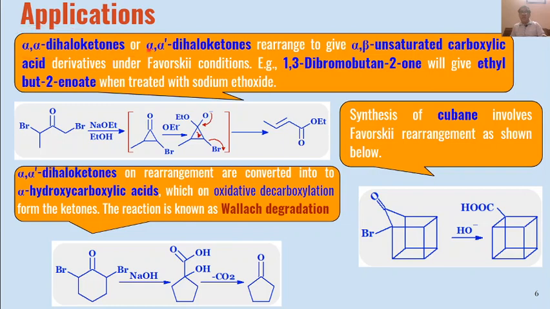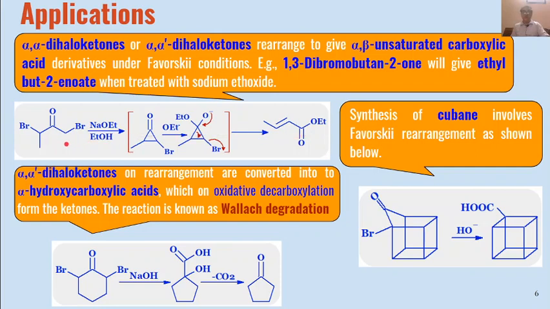So either these or these rearrange to give us alpha beta unsaturated carboxylic acids or their derivatives, depending upon the type of base which we use. For example, here we have used sodium ethoxide. So that means we will get alpha beta unsaturated esters as the product. But if we use sodium hydroxide over here, then the product formed will be carboxylic acids. So depending upon the type of base used, we will get alpha beta unsaturated carboxylic acid or their derivatives as the product.